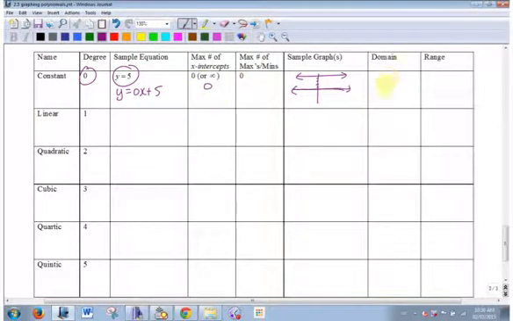Maxes and mins, none. Domain, all real. Range, just 5.